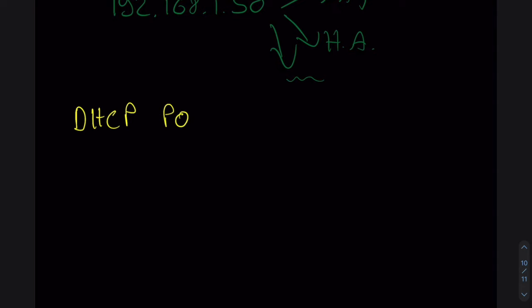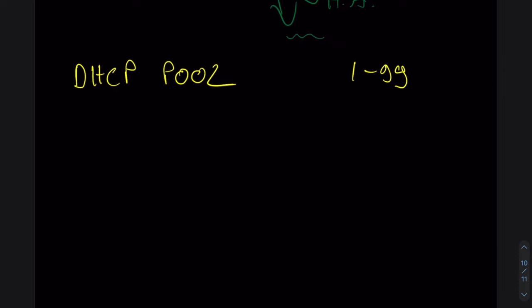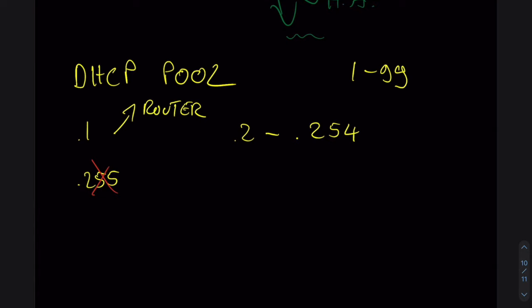Now, the last concept I want to touch on is the DHCP pool. Remember the post office example, we said numbers go from 1-99. It's just a series of numbers, right? Most of the time, the .1 IP address is the router. That's the default, right? And we know we can't use 255, because that's the broadcast address. So we basically have a pool. The default pool could be anything from .2 to .254.